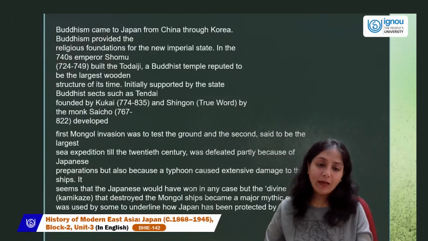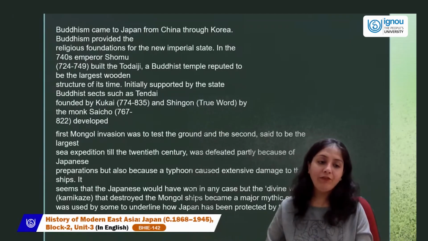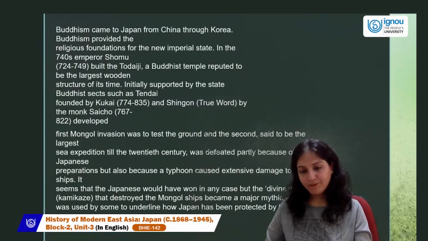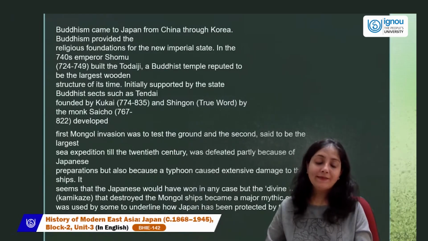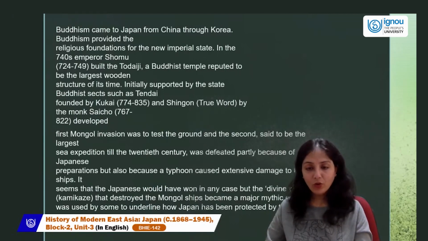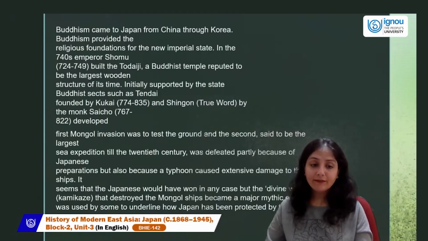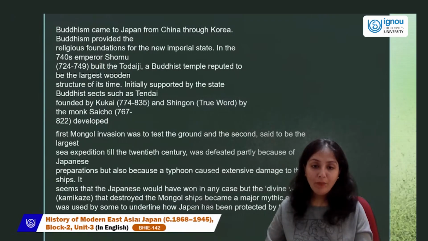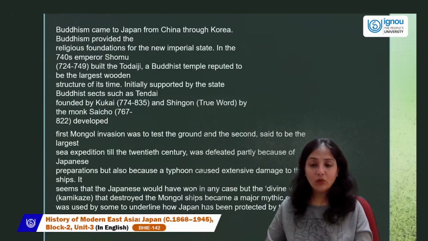It seems that the Japanese would have won in any case, but the divine wind, kamikaze, that destroyed the Mongol ships became a major mythic event that was used by some to underline how Japan has been protected by the gods. The people of Japan thought that Japan has been protected by the gods, and God blessed them with this victory over the Mongols.